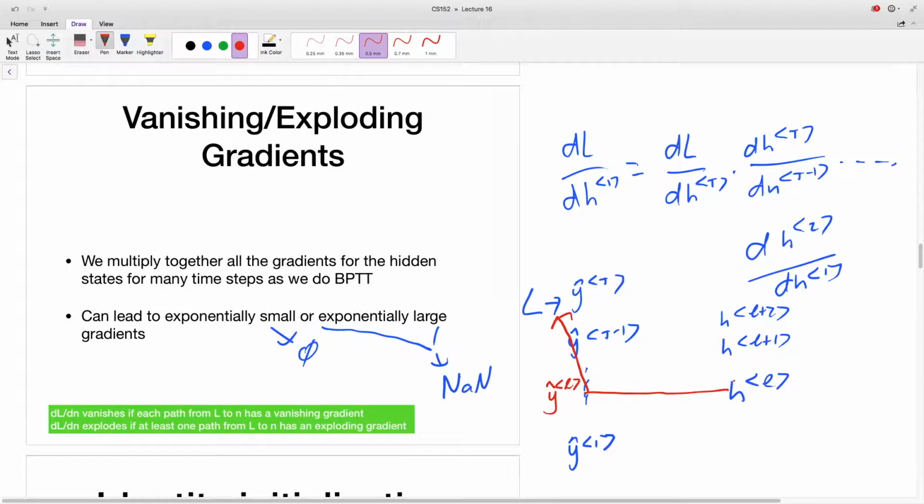h_{L+1}, and then y hat_{L+1}, and then up there. Or, I'll add another one, right, like that. Or, finally, up to h_T and over and over. So we get a lot of paths, right, by which we can get here.